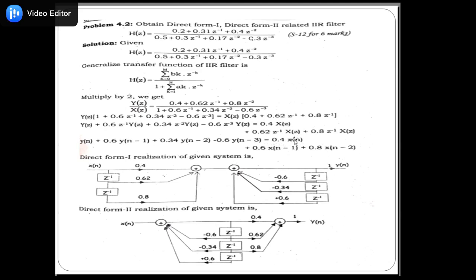Suppose you have considered x of n multiplied with 0.4 multiply, delay version will be multiplied with 0.6, then delay by 2 sample multiplied with 0.8. Here y of n is multiplied with 1, then 0.6 delay version will be multiplied, the sign will change. 0.34 delay by 2 sample, sign will change. 0.6 sign change, delay by 3 sample. When you combine that, left side will be shifted on right side and right side shifted on left side, then that combination will take place and that is called as a direct 2 form.